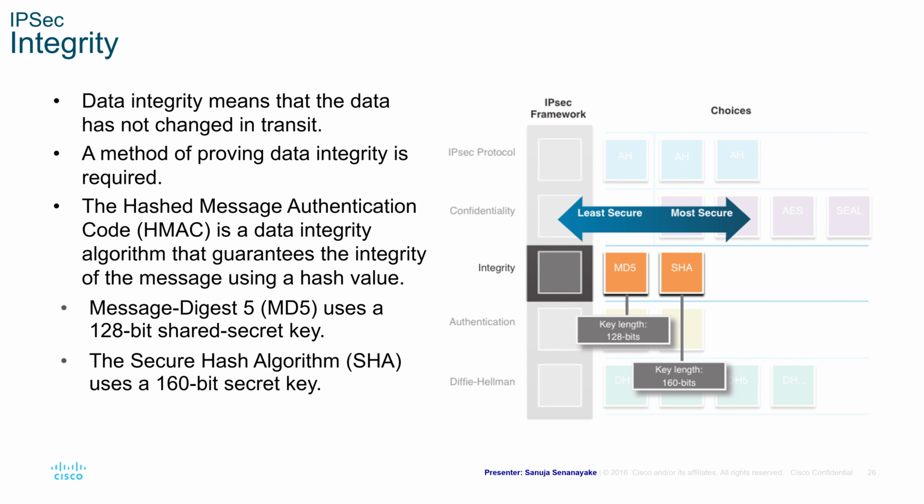Message Digest 5, also known as MD5, uses a 128-bit shared secret key, while the Secure Hash Algorithm, also known as SHA, uses a 160-bit secret key. So you have the option of using either MD5 or SHA for checking the integrity of your data in the IPsec tunnels.